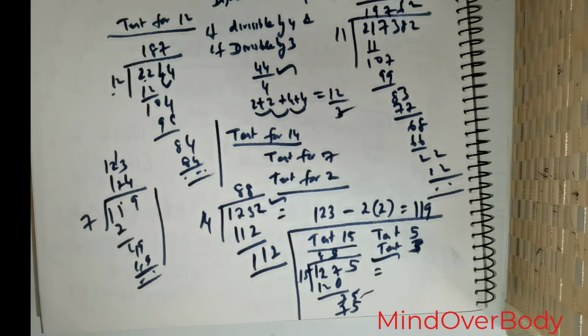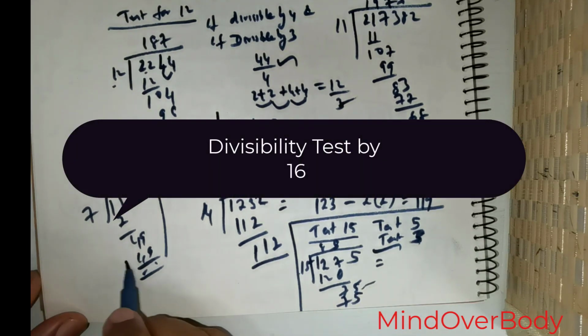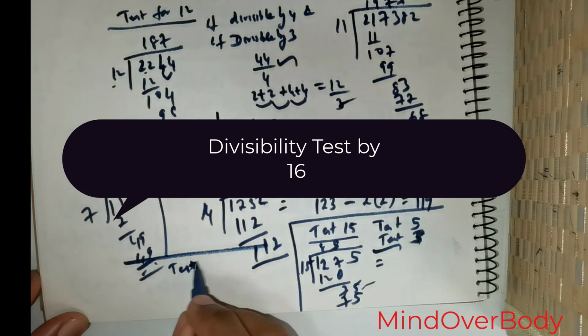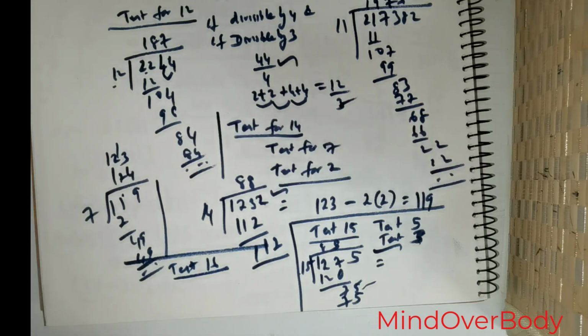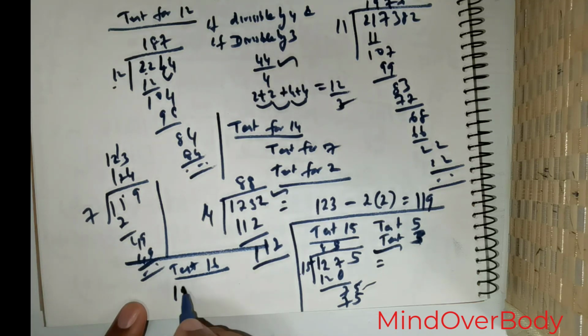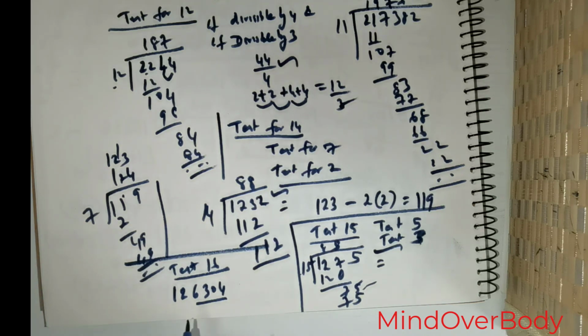Let's go and check the divisibility test for, let me write it down, the number 16. Now for 16, say you are given a number like this, 126304. In order to ascertain whether this number is divisible by 16 or not, you need to take the last 4 digits. These last 4 digits should be divisible by 16, and if the condition holds good, then the entire number is divisible by 16.